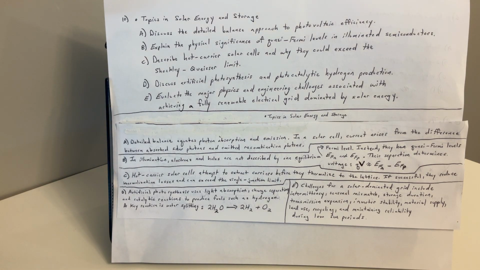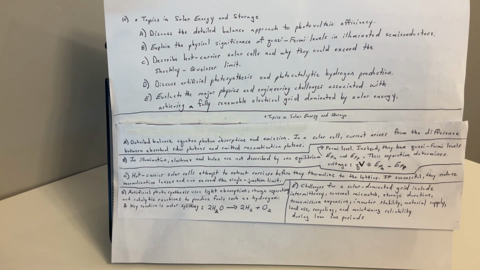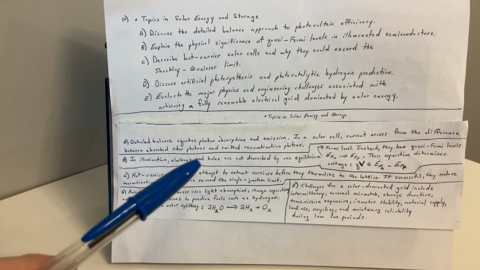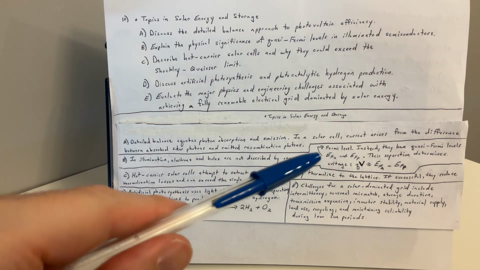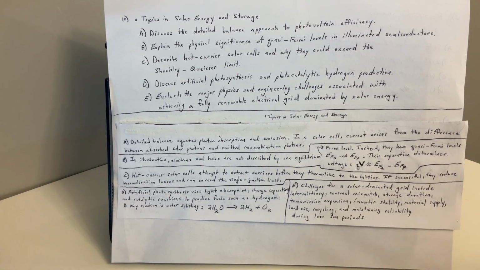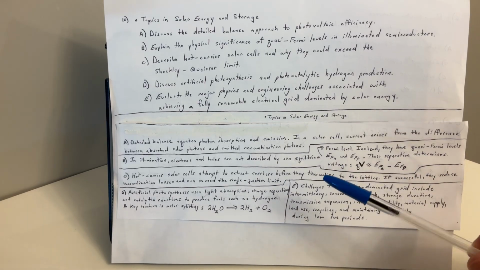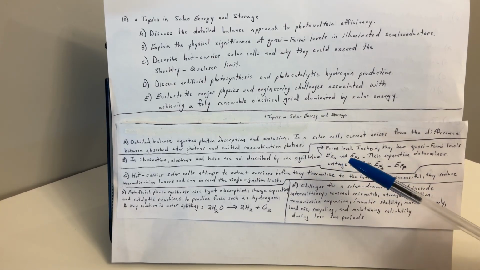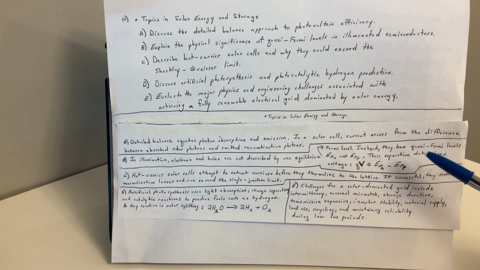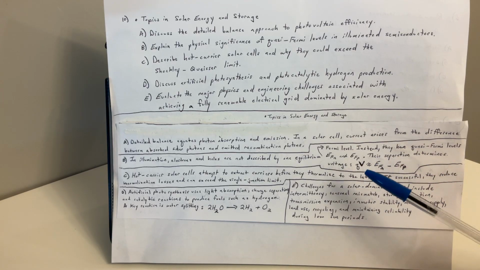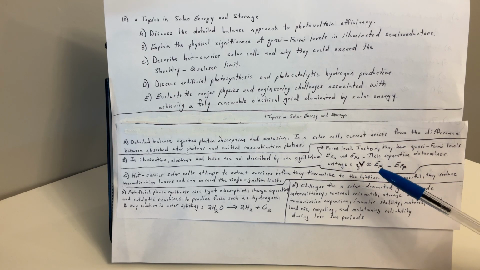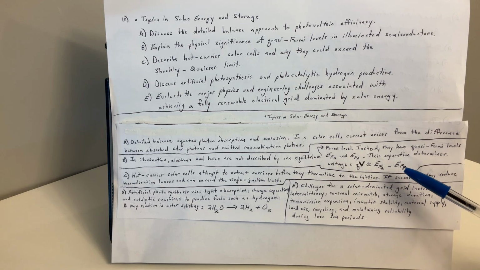Letter B, explain the physical significance of quasi-Fermi levels in illuminated semiconductors. Under illumination, electrons and holes are not described by one equilibrium Fermi level. Instead, they have quasi-Fermi levels, E sub Fn and E sub Fp. Their separation determines the voltage. So qV is approximately E sub Fn minus E sub Fp.